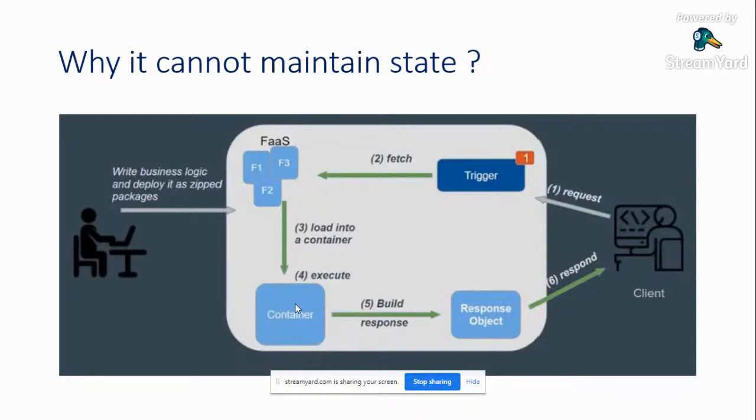We will not have any kind of maintaining mechanism, right? We cannot maintain any state here. So we request, it gets triggered, the function will get executed in a container and then gives the result back to the client. As soon as it gives back the result, the container dies. So we are not maintaining any state in this particular Azure function.